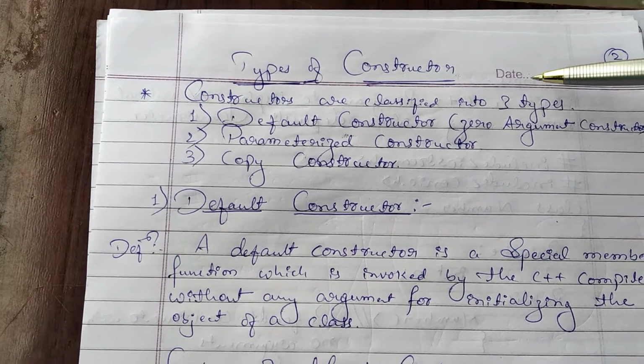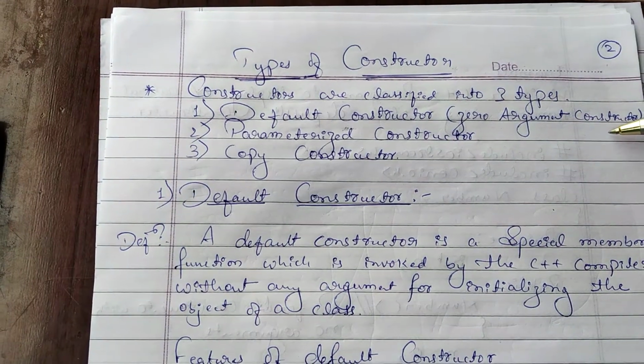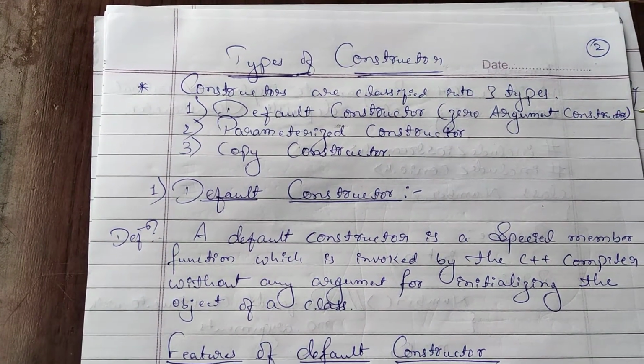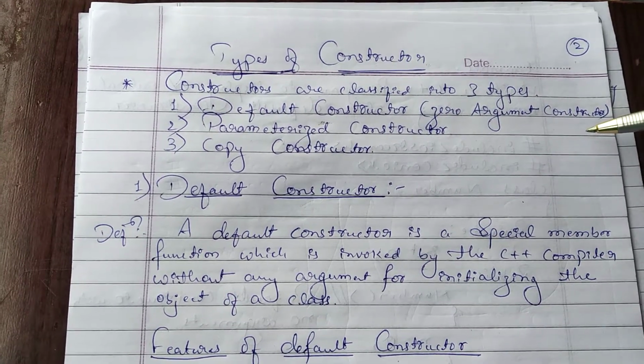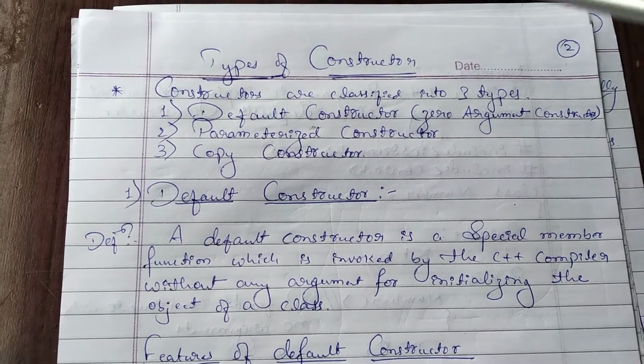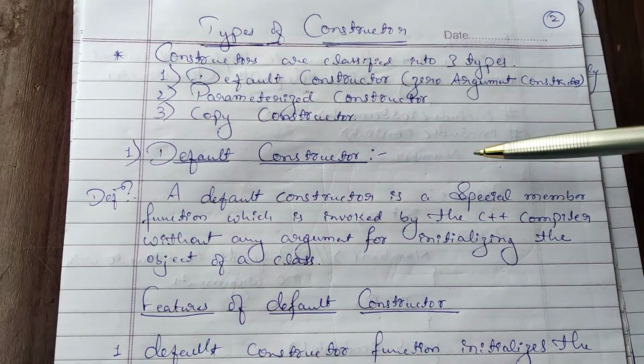Types of constructors. Constructors are classified into three types. One is the default constructor, also called a zero argument constructor. Second one is the parameterized constructor. Third one is the copy constructor. So today we will discuss default constructors.